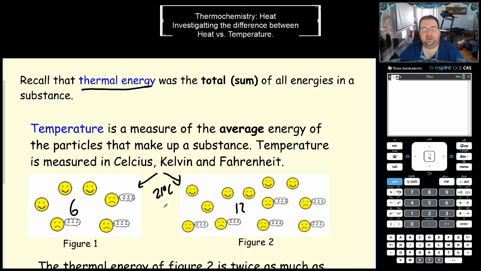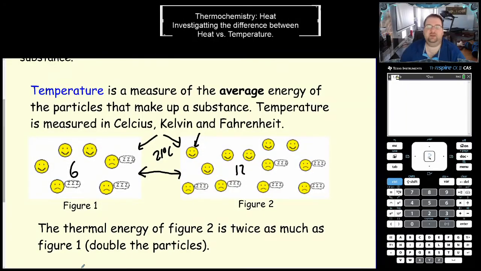If they're at the same temperature and each atom is vibrating and has a heat signature, how much heat comparably do these two systems have? And you should be able to guess if they're the same temperature, then figure 2 is going to have twice as much thermal energy as figure 1. Why? It has twice as many particles that are vibrating due to their heat at the same rate.